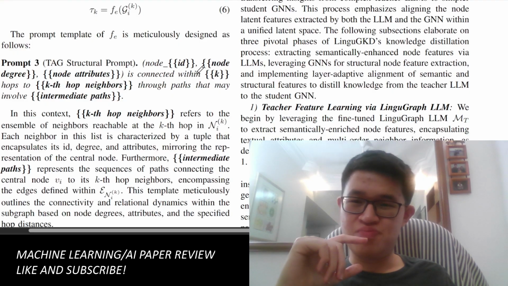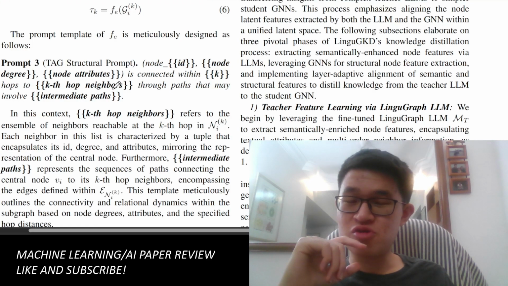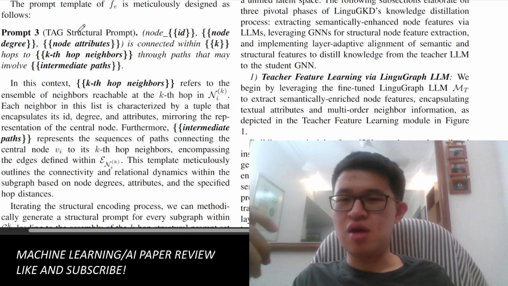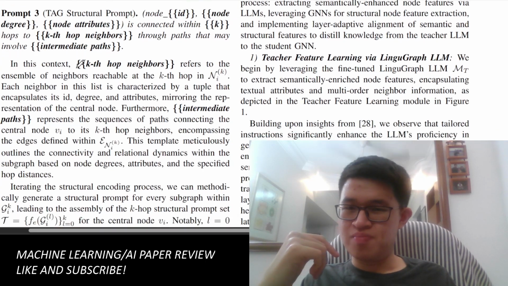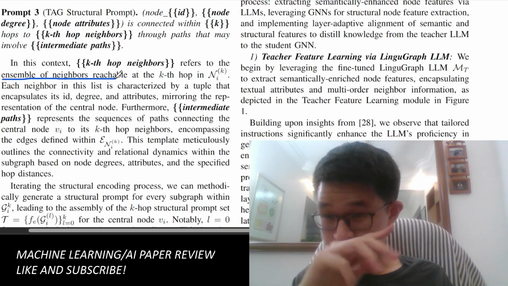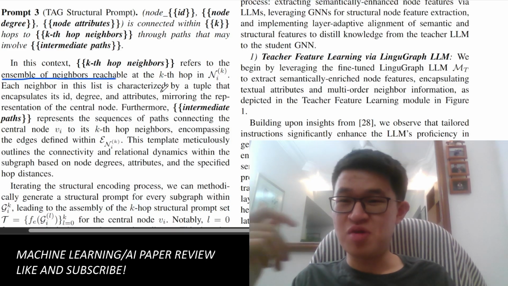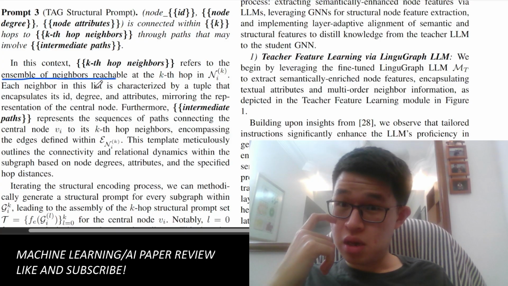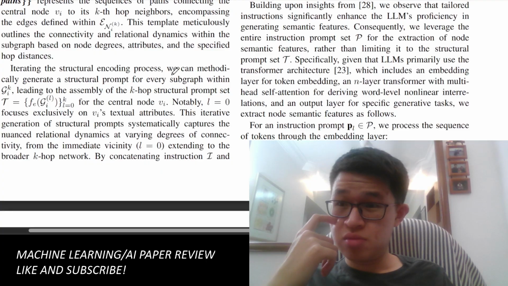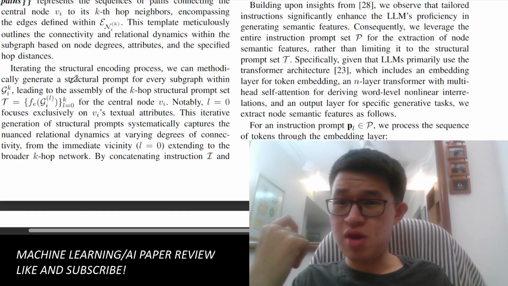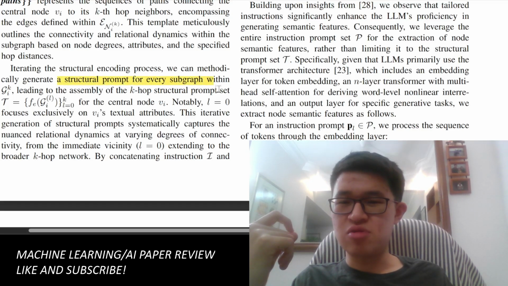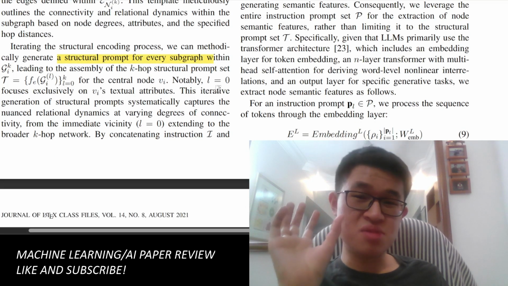Okay, right. Structure information, intermediate paths, k-hop neighbors. Okay, and the k-hop neighbors represent the ensemble of neighbors reachable at k-hop. So that's the specific details we can create for every single graph. And let's say this is a structural prompt for every single subgraph.